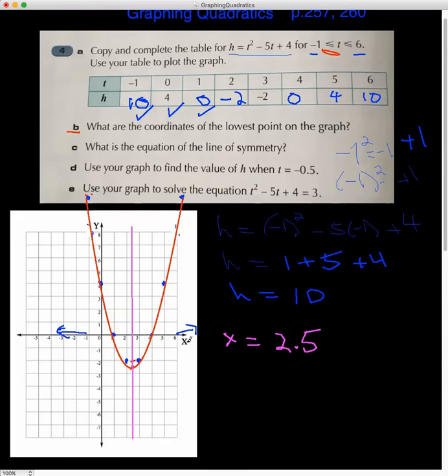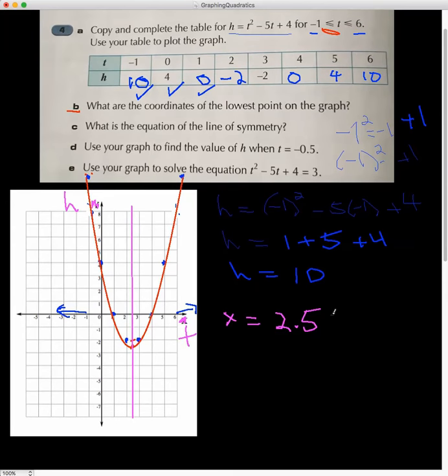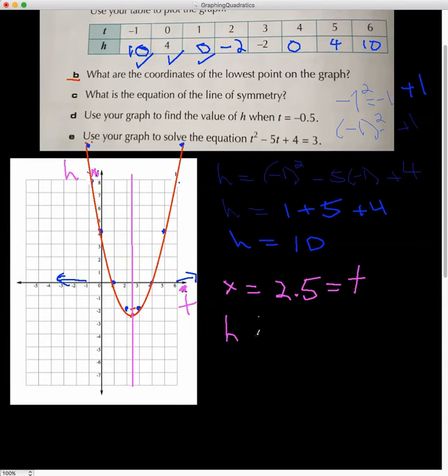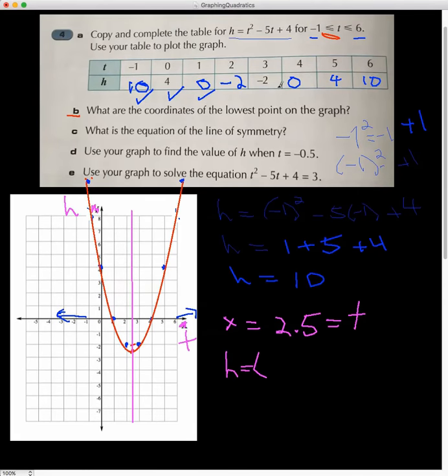So in our example, this is not x, we have t, and this is not y, we have h. It doesn't matter which letters they are, but in this case our y-axis represents h and our x-axis represents t. So this 2.5 is actually our t. And if you want to find the h, all you need to do is plug this value into your function here. So 2.5 squared minus 5 times 2.5, all plus 4.